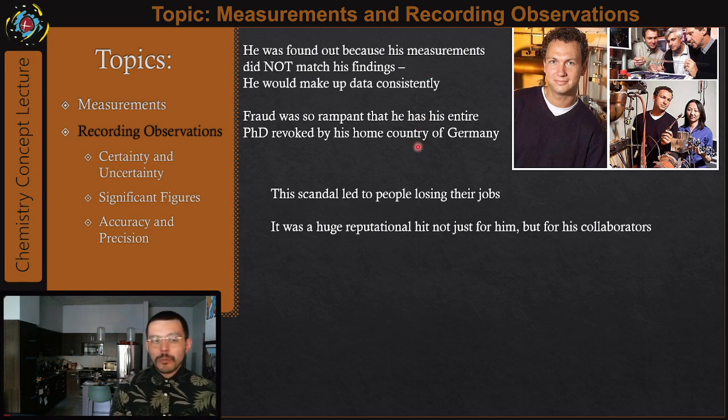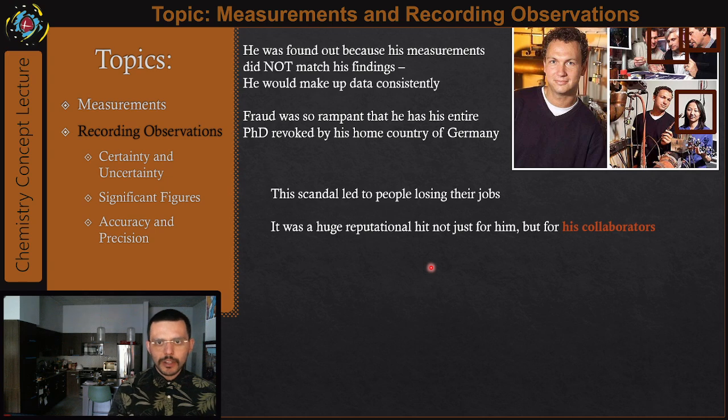This scandal led to people losing their jobs, not just the people in this image, but also the people that would be their support staff, you know, so like grad students, grad techs, lab techs, all of these people lost funding because they were working on a lie, essentially, right? And not just that, but it's a huge reputational hit, not just for him, but for the people that worked with him, right? All of these people should have been able to say, wait a minute, these don't make sense, he's lying, whatever, but nobody really cared enough to look through his measurements until it was too late.